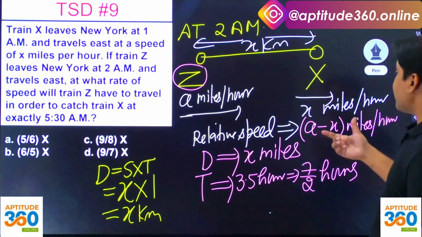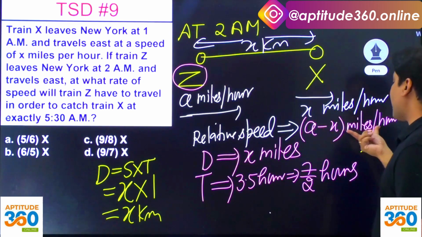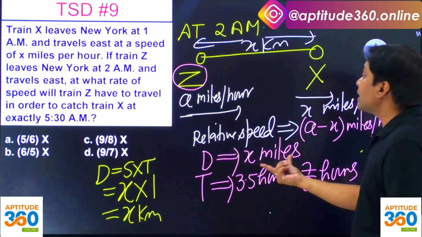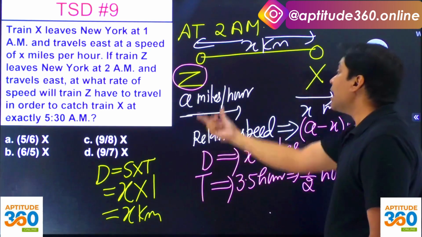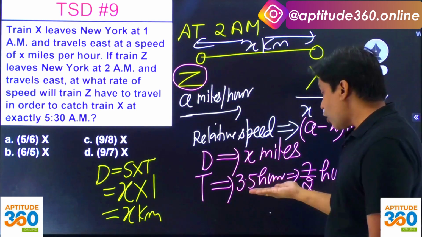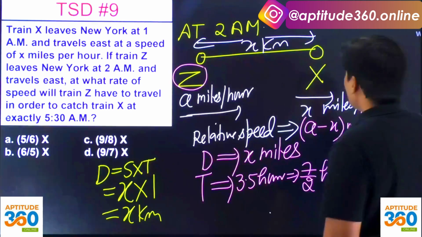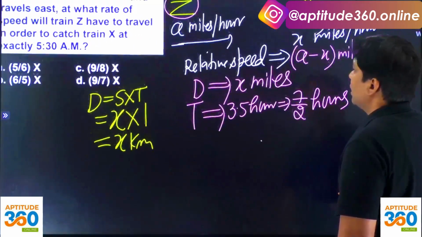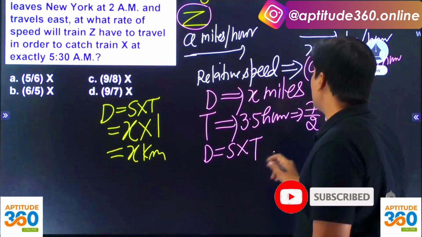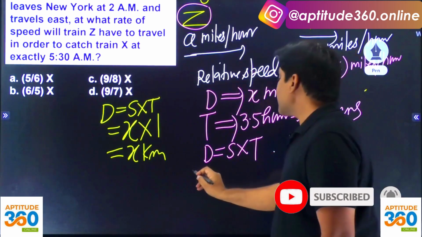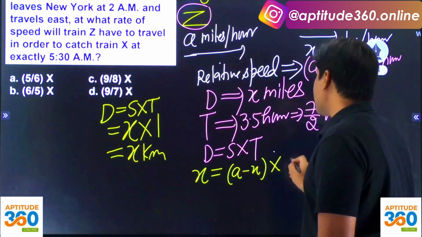Ab relative speed kya hai? Z ki relative speed from X is a minus x miles per hour. Kitna extra kilometers chalna hai train Z ko train X se? It is given to you as x miles. Now in how many hours will train Z catch train X? Now we have figured out that this is 3.5 hours. Now, what is that we should do? So distance is going to be speed into time. So distance is x miles and speed is a minus x miles per hour, and time is 7/2.